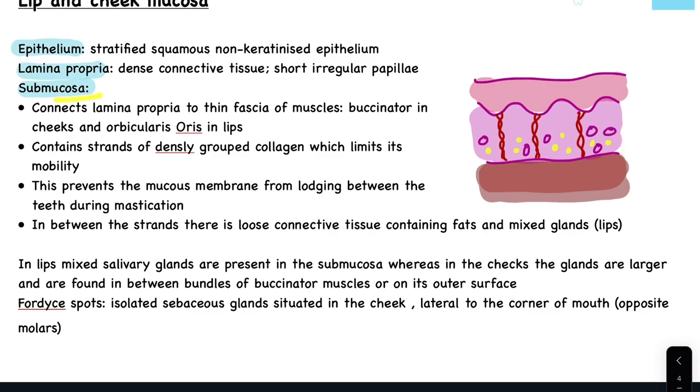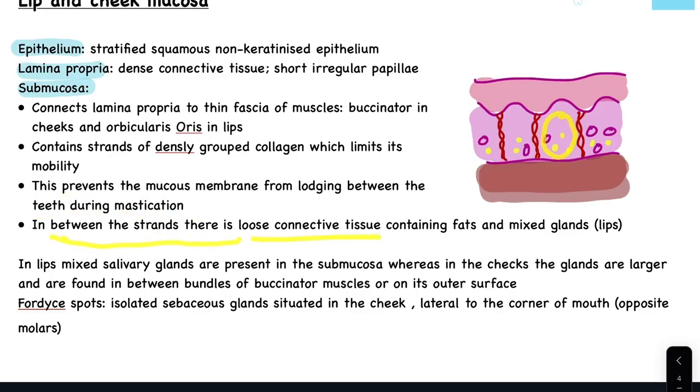So what does the submucosa do? It connects your lamina propria to the muscle underneath. Now it contains densely grouped collagen fibers, which limits its mobility. We see these collagen fibers present in the submucosa, and what's the function? They do not let this mucosa move. Okay, and why is that important? This is important because when we're eating, we don't want our lips and cheek to come in between your teeth. So it limits the mobility of the mucosa, which prevents the mucous membrane from lodging in between the teeth during mastication. Okay.